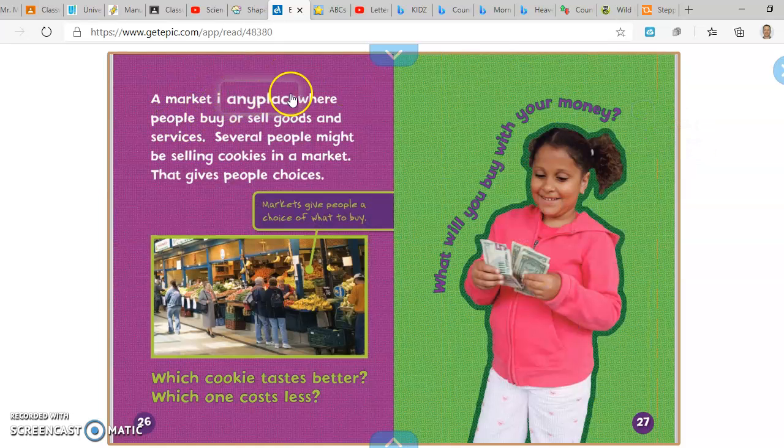A market is any place where people buy or sell goods and services. Several people might be selling cookies in a market. That gives people choices. This label says markets give people a choice of what to buy. Which cookie tastes better? Which one costs less? What will you buy with your money?